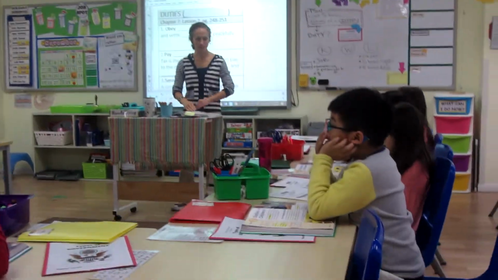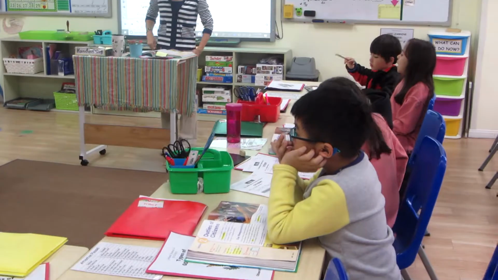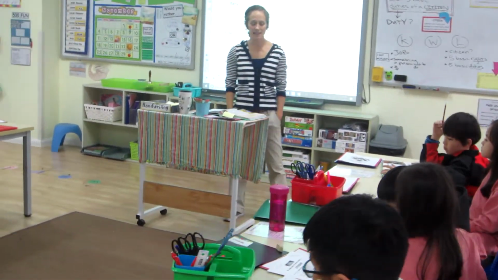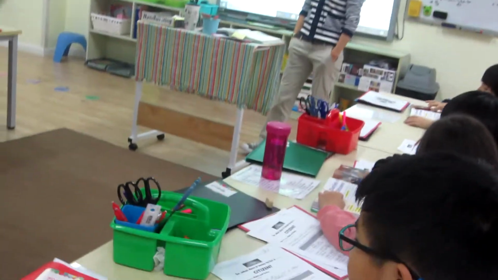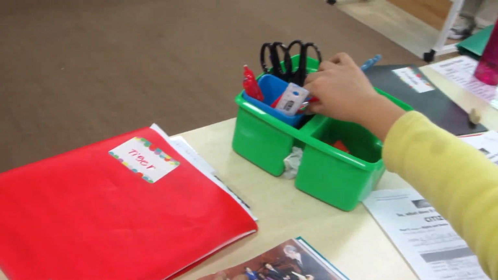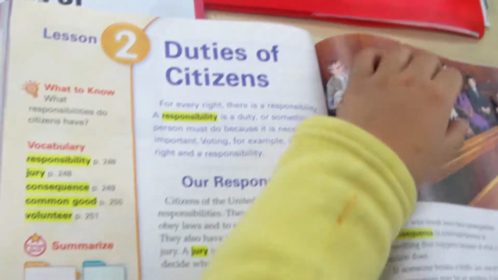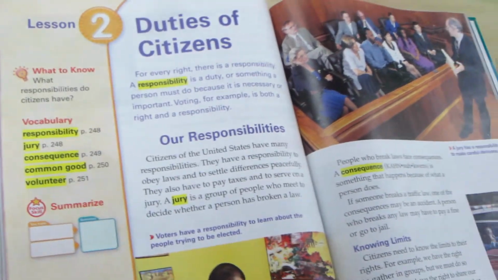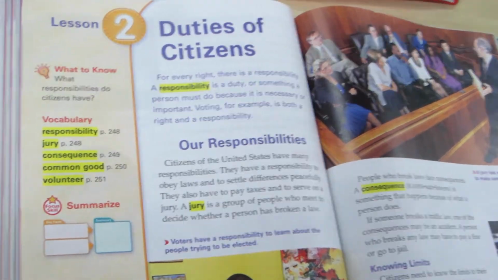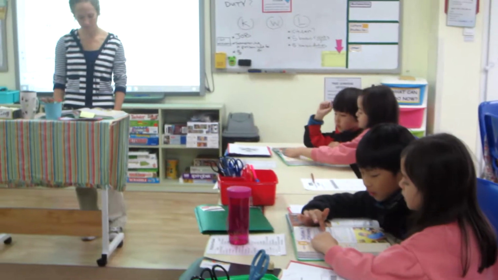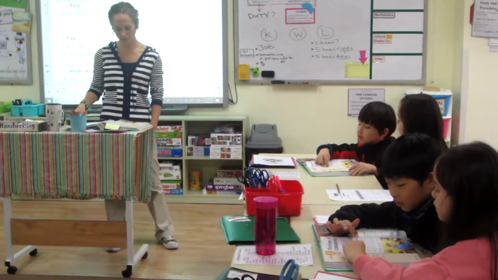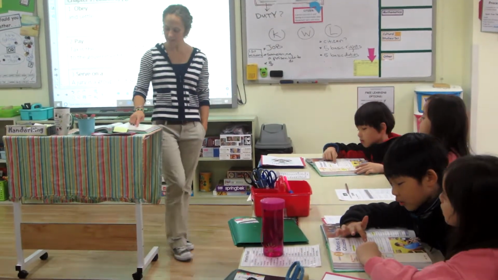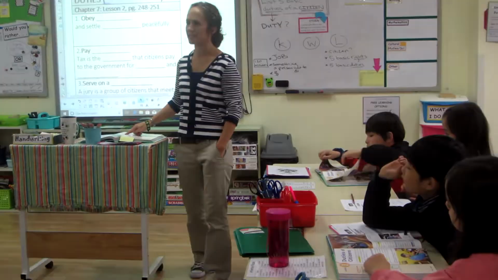Are you ready? We're on page 248. This part of the lesson is called Duties of Citizens. For every right, there is a responsibility. A responsibility is a duty, or something a person must do. A right and a responsibility. Good. And today we learned, what is the name of those big words at the top of a section? We learned about this morning. Bella?